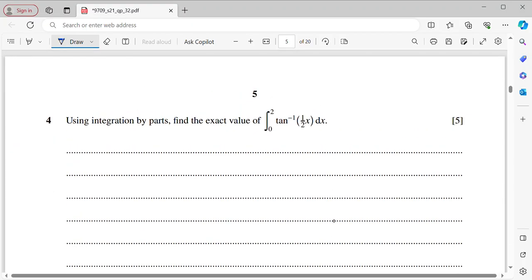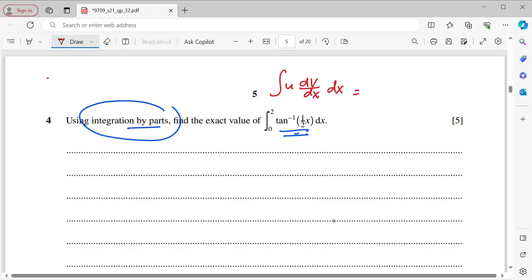Okay, question number 4. Using integration by parts, find the exact value of the integration of inverse tangent half x dx. The x defined from 0 to 2. So now, to solve this integration is mentioned integration by parts. So just recall the integration by parts formula. It will be the integral of u dv over dx dx equals uv minus the integral of v du over dx dx. And then if with limits, which is the definite integral, then you just add on the limits for all the terms on the right side.